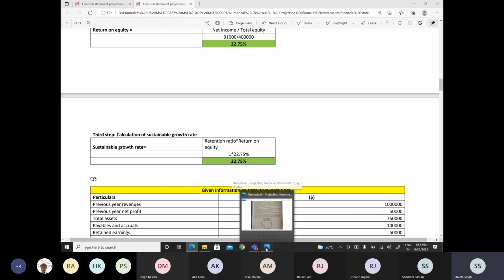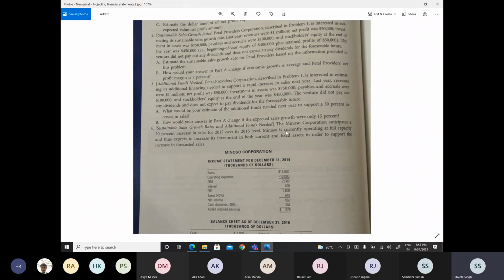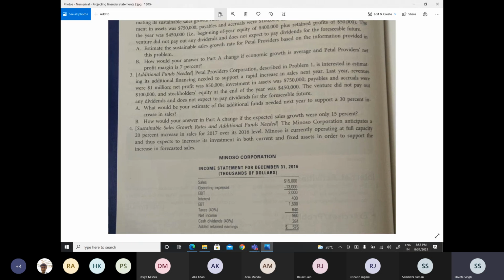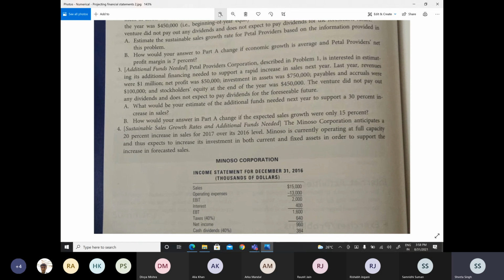Now let us look at the third numerical. This is very important, students, very important. Let me just maximize this. Additional funds needed, or AFN. Additional funds needed, very important concept.